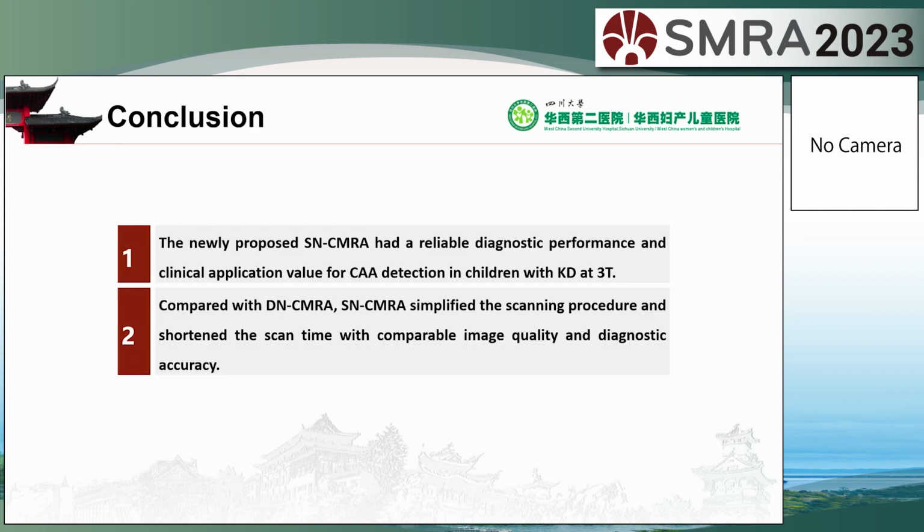The newly proposed self-navigated CMRA had a reliable diagnostic performance and clinical application value for CAA detection in children with KD at 3T. Compared with diaphragmatic, self-navigated CMRA simplified the scanning procedure and shortened the scan time with comparable image quality and diagnostic accuracy.